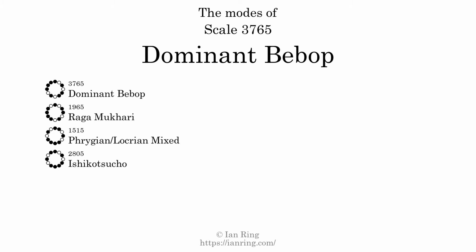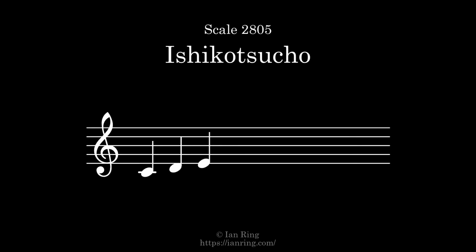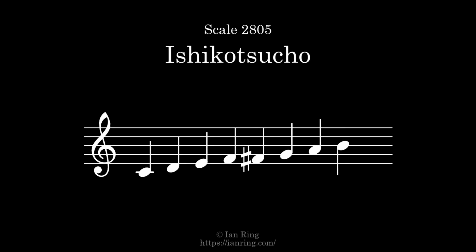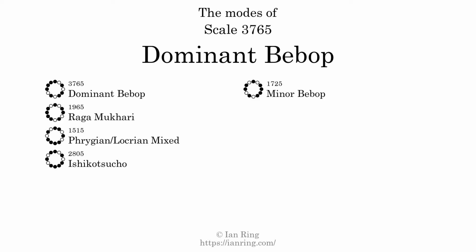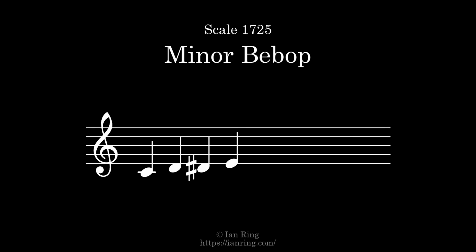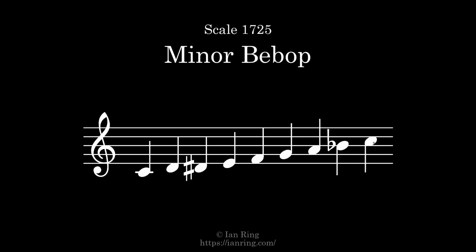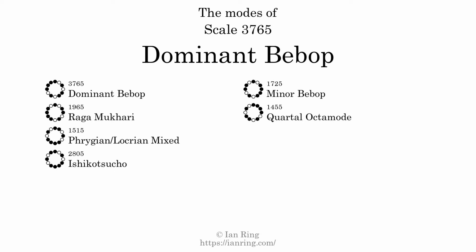The fourth mode is scale 2805, also known as Ishikotsucho. It sounds like this. The fifth mode is scale 1725, also known as minor bebop. It sounds like this. The sixth mode is scale 1455, also known as Quartal Octa mode. It sounds like this.